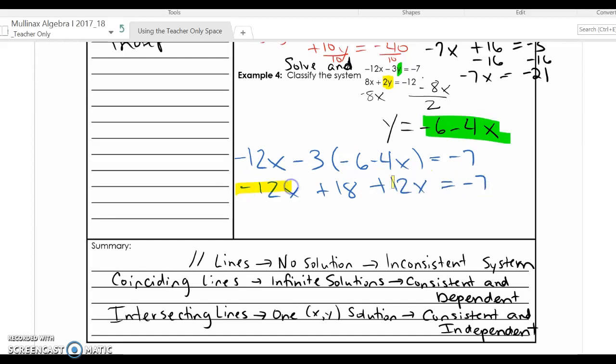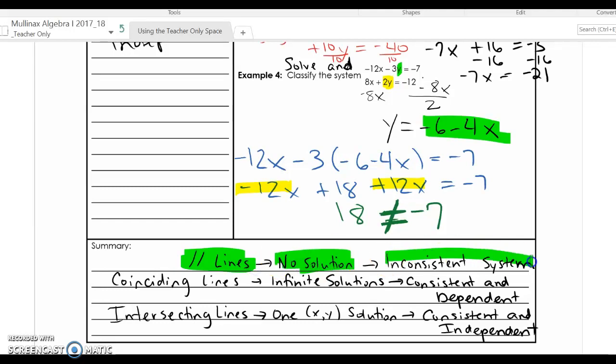Here we have opposites on the same side of the equal sign that are going to cancel out, leaving me with a number statement only. This number statement is not true. Not a true number statement. So what does that tell me? It tells me that I have a special system of parallel lines. Therefore, there's no solution. This is an inconsistent system.